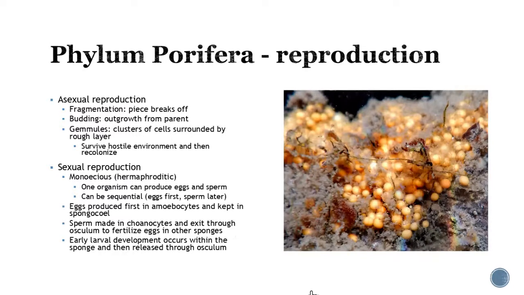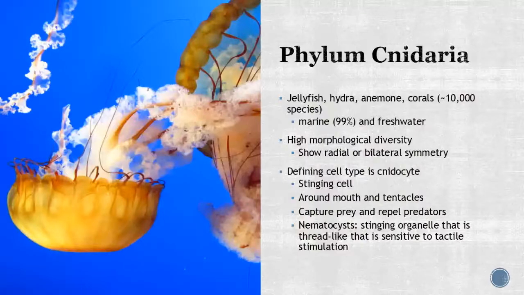So let's move on and talk about, probably a lot of people love these, Phylum Cnidaria. So this is going to be your jellyfish. These are so fun to watch. You're also going to have your hydra, your anemone, and your coral. So about 10,000 species are found there.